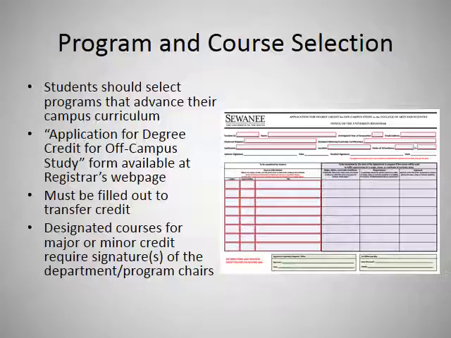If the student wishes to transfer any of the courses back for credit in their major or minor courses of study, they need to have the signature of the chairs of those departments or programs. When this form is submitted to the registrar's office, they will review it to make sure that the courses are acceptable for transfer of credit. So for example, if a student picks a course that is unrelated to any of the departments on campus, it might be designated as inappropriate for transfer back to Sewanee, in which case the Sewanee student would be told not to take that course.